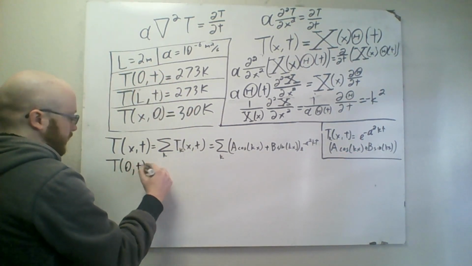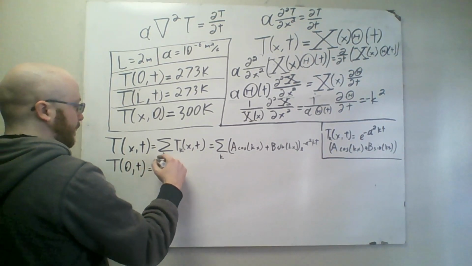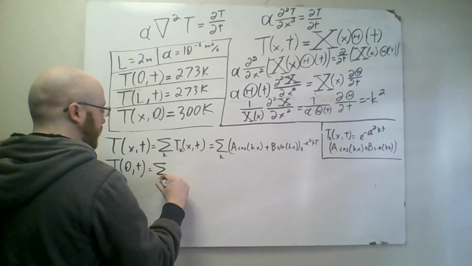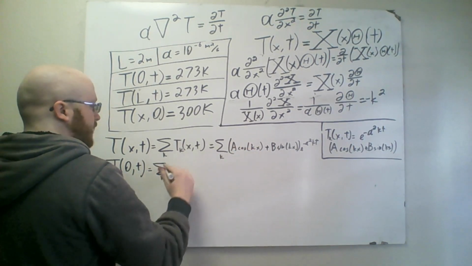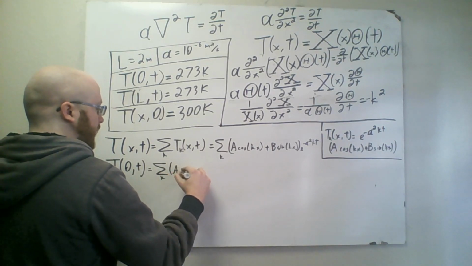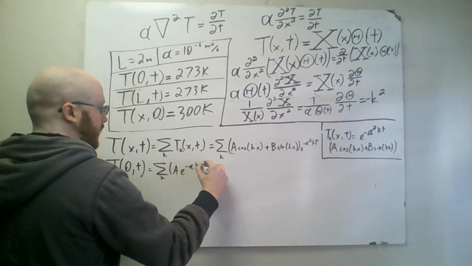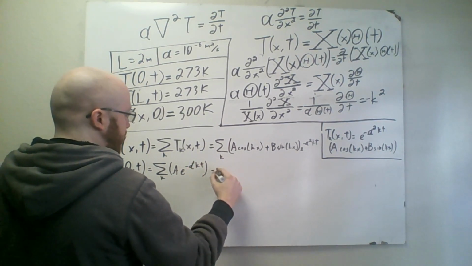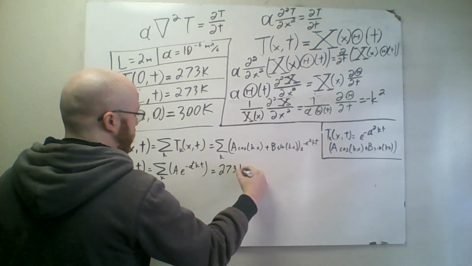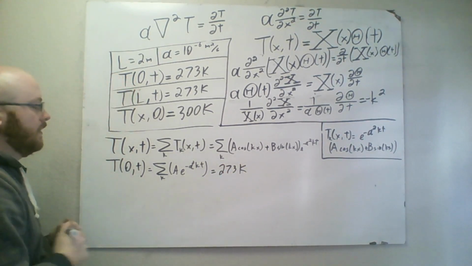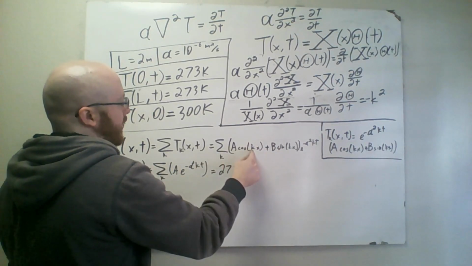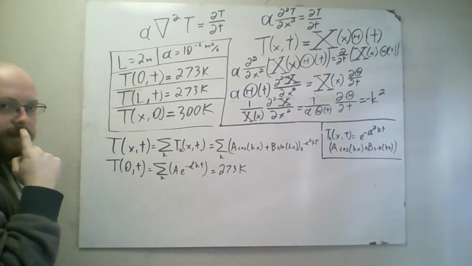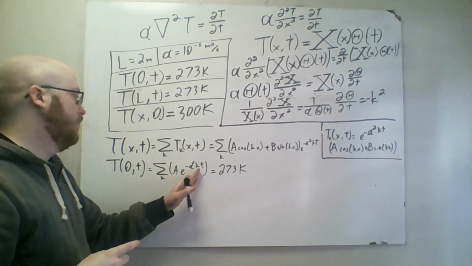Okay. Use the function at 0 temperature. This ends up becoming a sum. I'll leave the k. We plug in 0. This becomes the sum of all the A's times e to the negative alpha squared kt equal to 273. Right, because you plug in 0 for this guy, you plug in 0 for this guy, and this whole thing doesn't work. So now here's where the first kind of problem comes in.